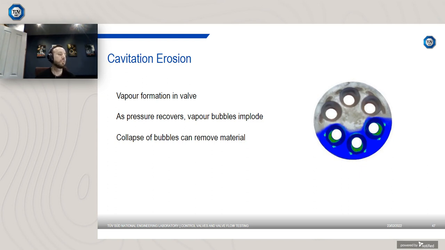Cavitation erosion is another wear mechanism. So we've talked about cavitation. That's where vapour forms within the valve, and as pressure recovers, the vapour bubbles implode, and the collapse of these bubbles can remove material. The image here isn't actually a valve, it's a multi-orifice plate, but it's an example of cavitation erosion that has started to remove material from this object.